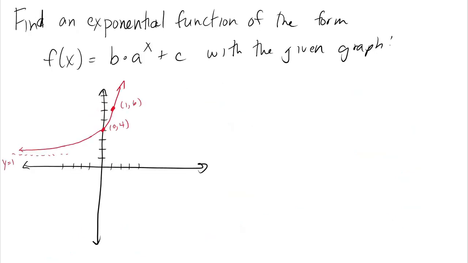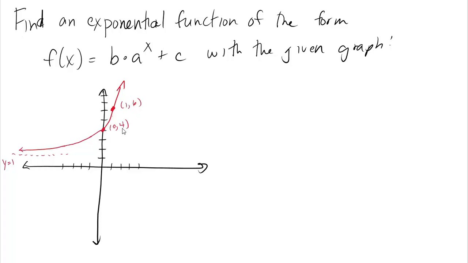Let's find an exponential function of the form f of x equals b times a to the x plus c with the given graph. We see we've got an exponential function that's moving up as we go to the right, which means that a is going to be bigger than 1. We know that we're going to get a base bigger than 1 because of the shape of the graph.